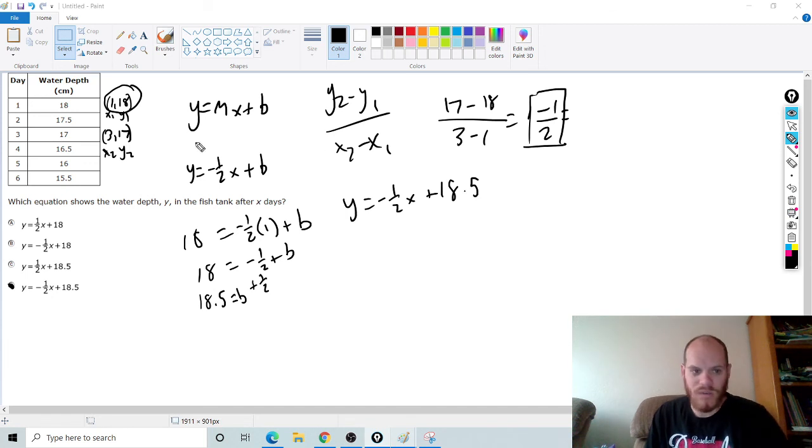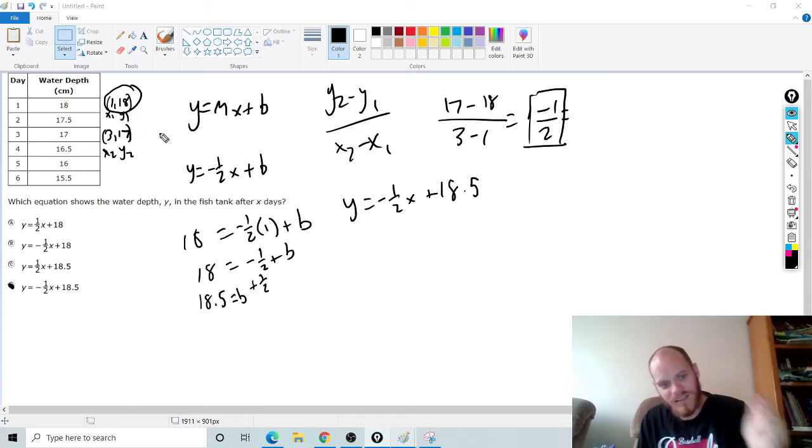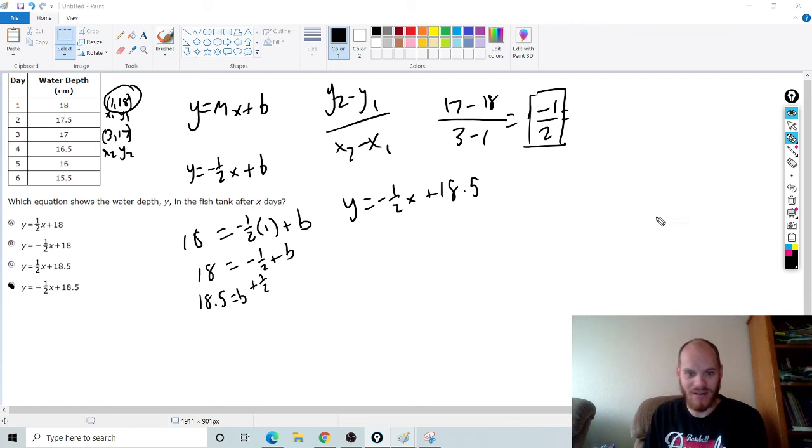Okay? Again, what did we do? We took ordered pairs. We picked two of them. We took those ordered pairs and we decided, let's find slope. We found slope. We then used one of those ordered pairs and plugged it back in. Bam, you can handle this. That is using a table to form an equation.